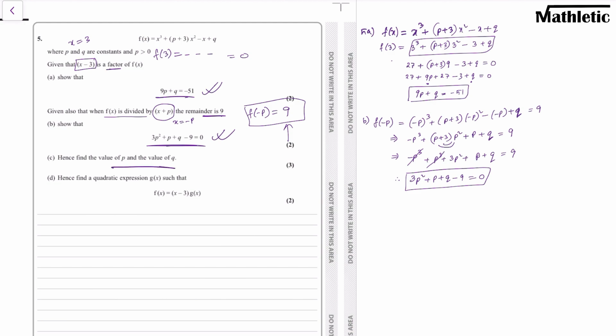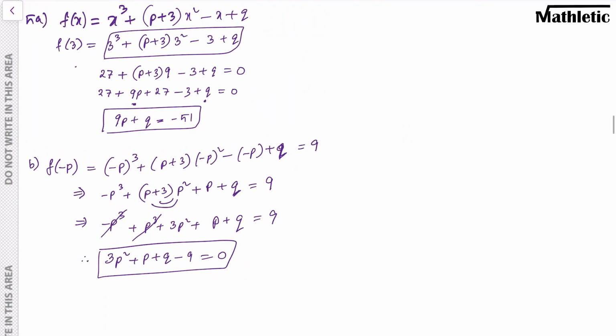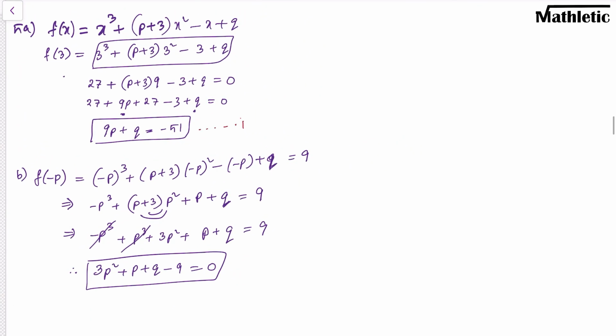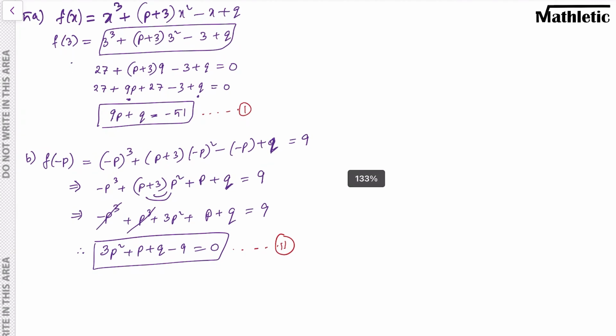Next, for part C, we need to find the values of p and q. So we already have the two equations in terms of p and q. Suppose this is equation 1 and that's equation 2. We just need to solve these two simultaneous equations. From equation 1, we can find the value of q. It's actually minus 51 minus 9p, and then we will substitute this in equation number 2.